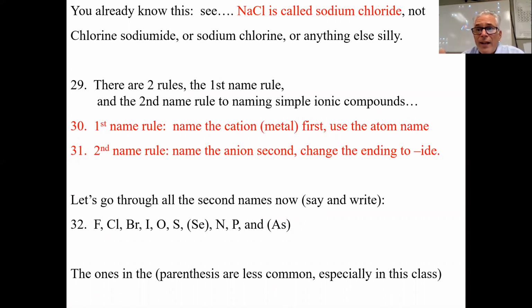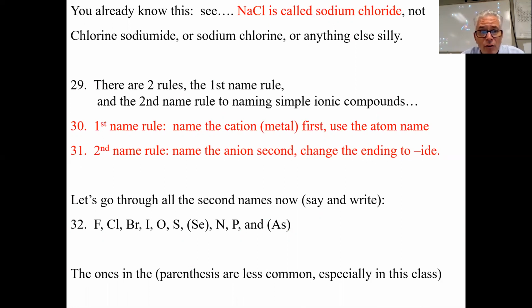NaCl, which is the white stuff you put on French fries, is called sodium chloride. It doesn't have any other silly names. You don't call it sodium chlorine. You don't call it chlorine sodiumide. Sodium chloride. And you call it that because there's rules into how to name an ionic compound.